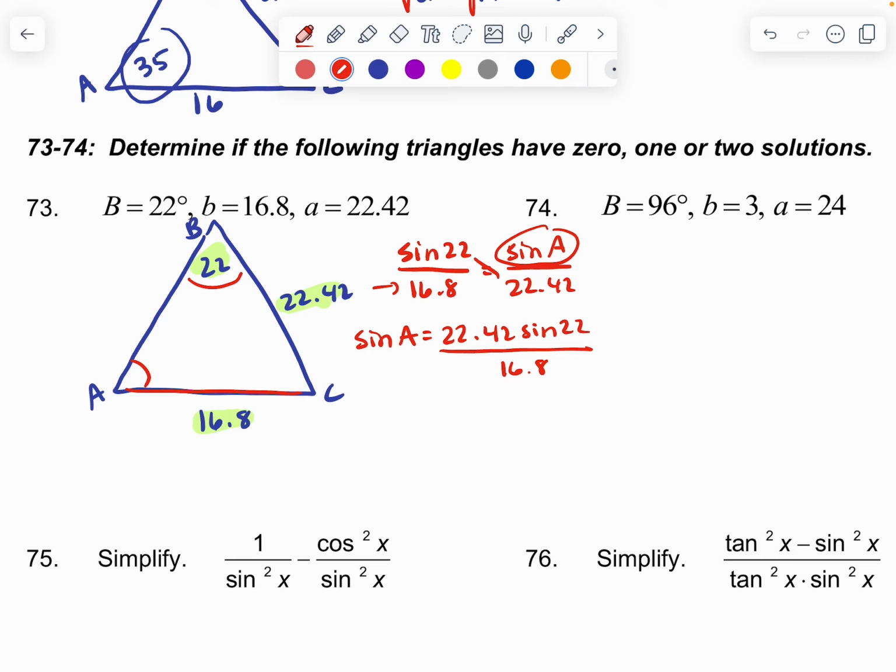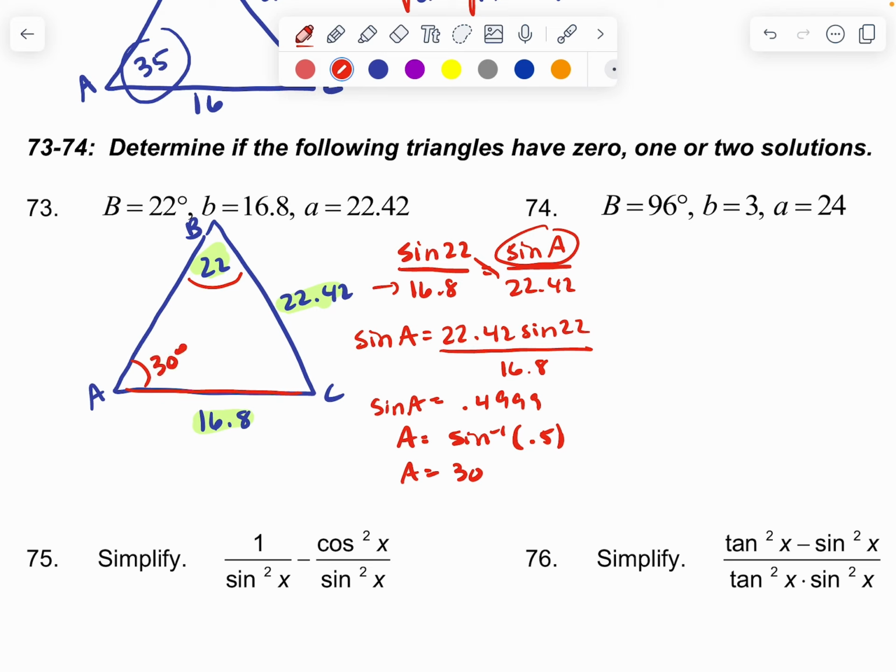So let's go ahead and plug that in. I have 22.42 and then sine of 22, then divided by 16.8. Okay, so I got that sine of A equals about 0.4999, which is about 0.5 if you want to round that off. And then if you take the inverse of that, so A is going to be sine inverse of this, I'm just going to call it 0.5, and you should get that A equals 30. Okay, so for angle A, I got 30 degrees.